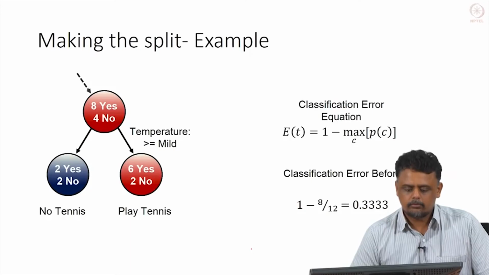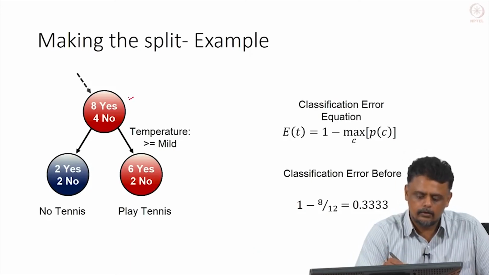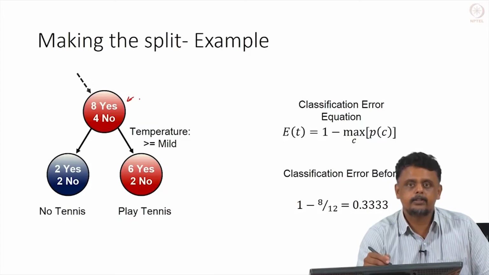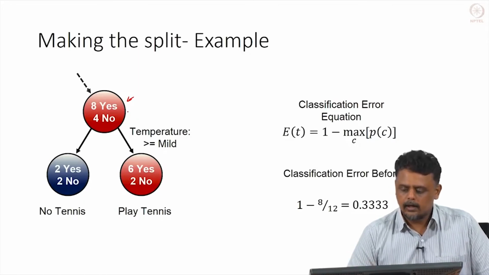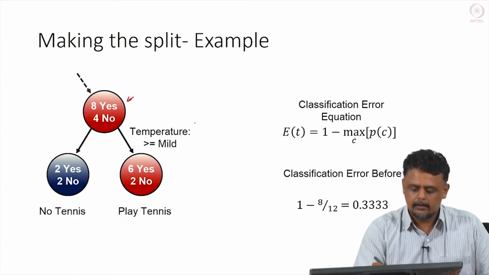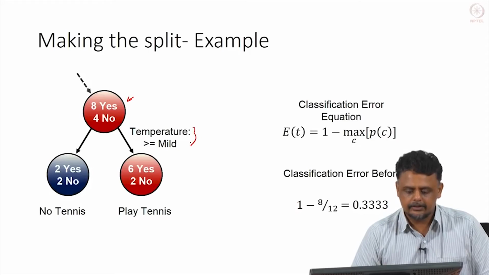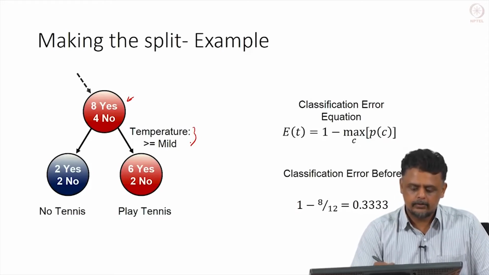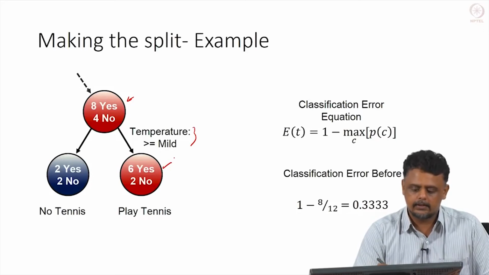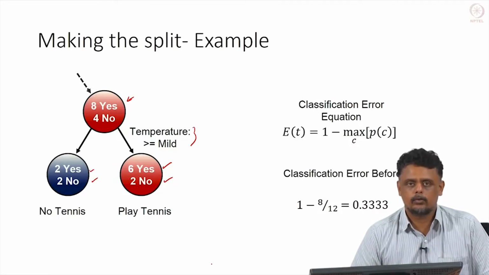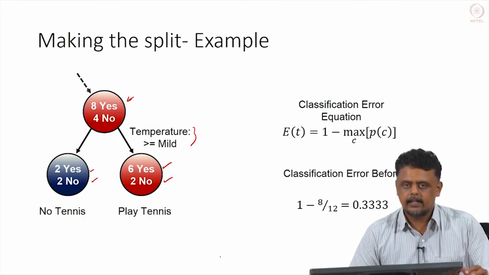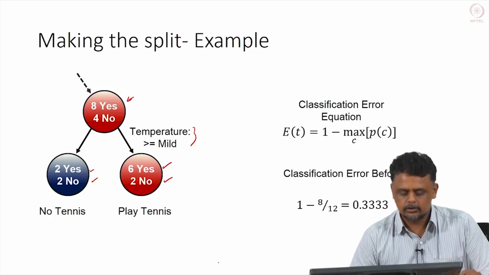Okay. So, let us say we are at this particular node where we have 8 data points for which the outcome is yes, that is to play tennis, and 4 data points where the outcome is to not play tennis, that is no. Okay. So, then we decide to make a split based on the temperature, greater than or equal to mild, which results in 6 data points for yes to play tennis and 2 data points for no, and on the other side equally distributed 2 and 2 for yes and no respectively. We still have not decided how to make the split and what features to choose, but we will see as we go on how to go about doing that.